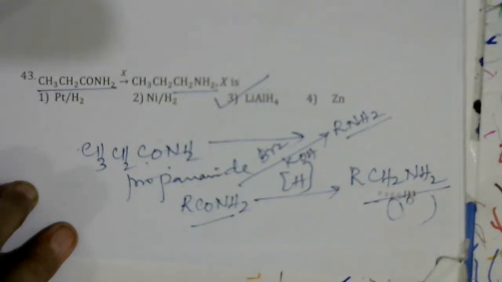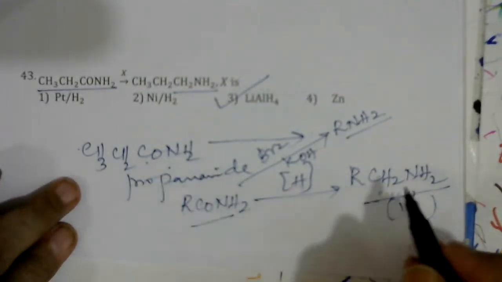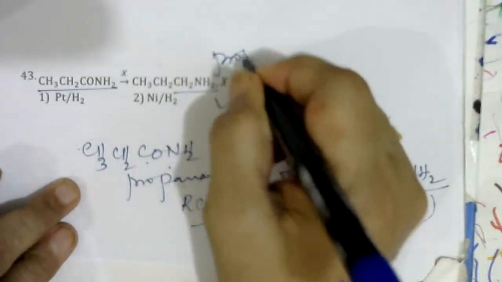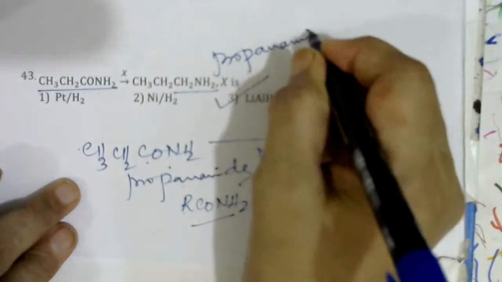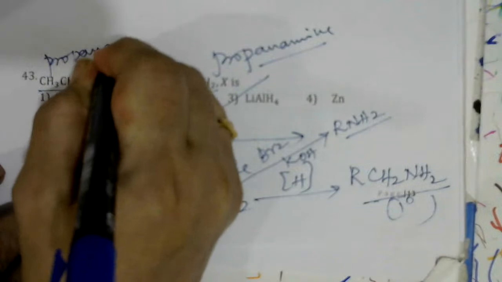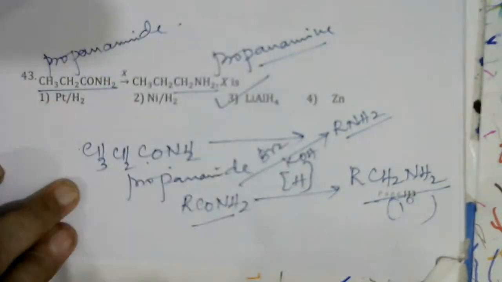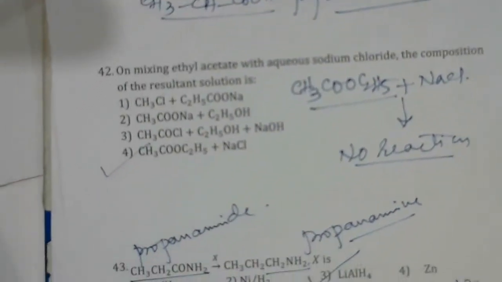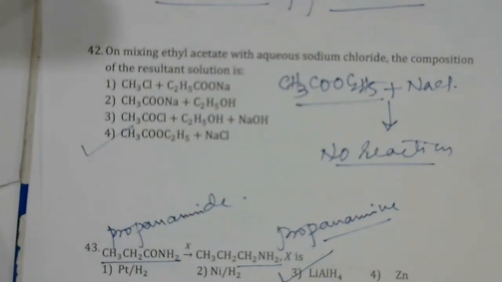But conversion of amide into primary amine is the common reduction. When propanamide undergoes reduction, it is going to produce propanamine. Propanamide is converted into propanamine. Next question.